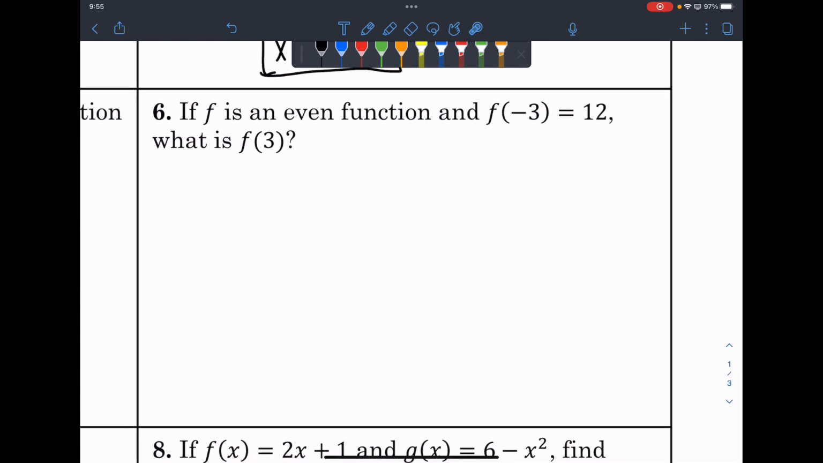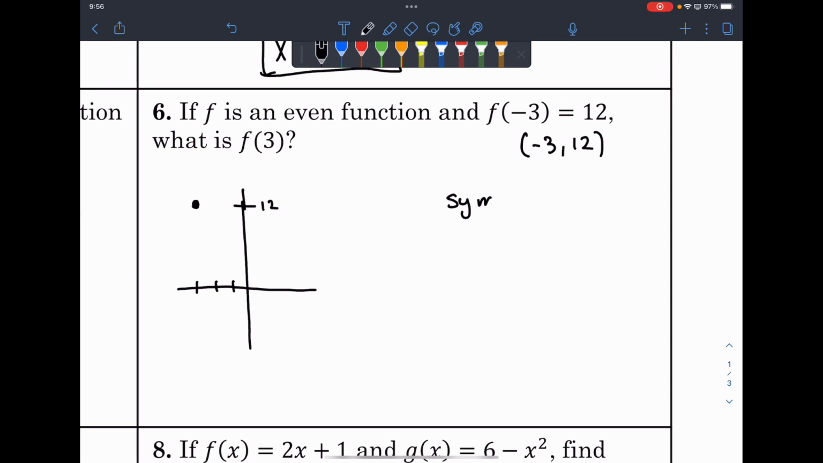Now, on the next problem, number 6, if f is an even function and f of negative 3 is 12, what is f of 3? Remember, this notation means that we have the coordinate negative 3, 12. I'm not going to draw this to scale, but let's say 12 is here. So we have this point right there. This is f of negative 3, that point right here in black. Well, if our function is even, that means it's symmetrical about the y-axis.